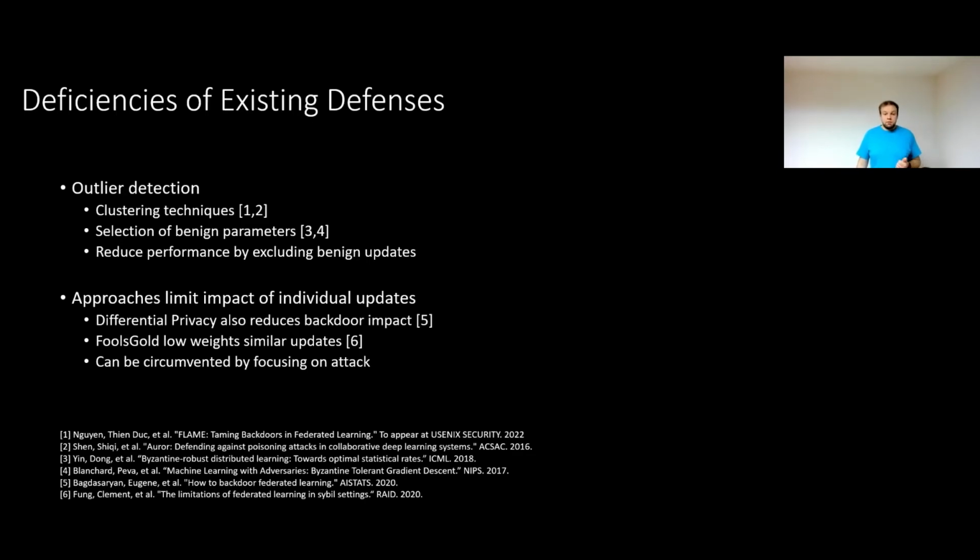Differential privacy can be circumvented if the adversary focuses on the backdoor, therefore uses, for example, a high amount of training samples for the backdoor behavior in the training data, and FoolsGold can be circumvented by just making the poison models different from each other. To address these problems, we designed DeepSight.